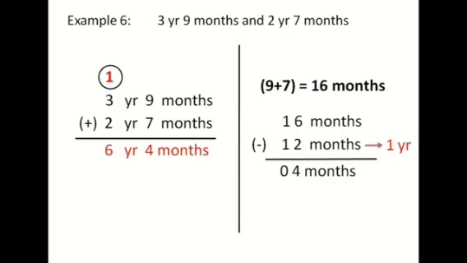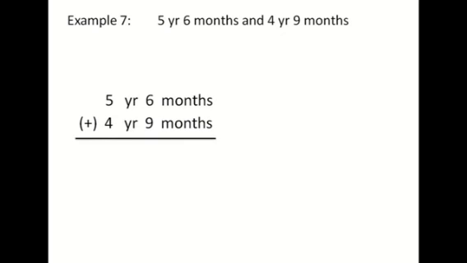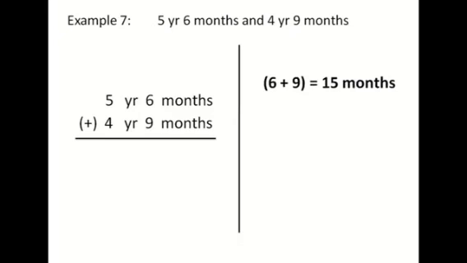Please try to do this sum on your own. You have to add 5 years 6 months and 4 years 9 months. So first you arrange them and write like this. You will start your addition from months. 6 plus 9. How much is it? It is 15 months. If it is 12 or more than 12, what do you have to do? You will subtract 12 from that. 12 months means 1 year.